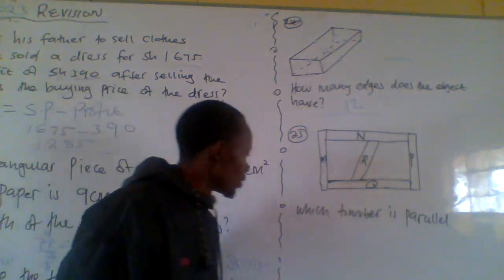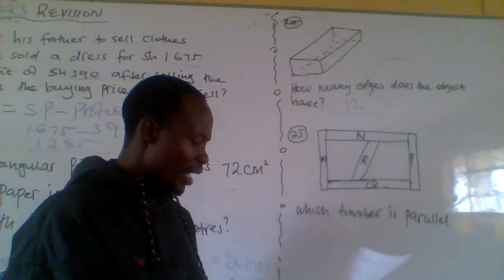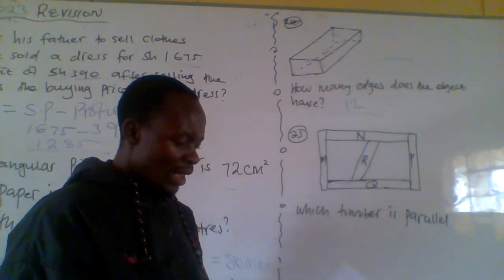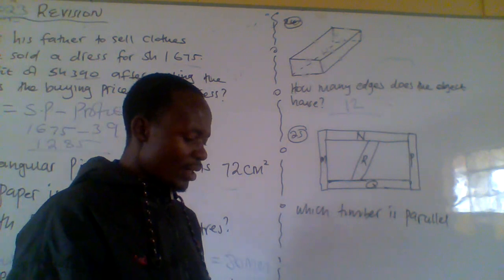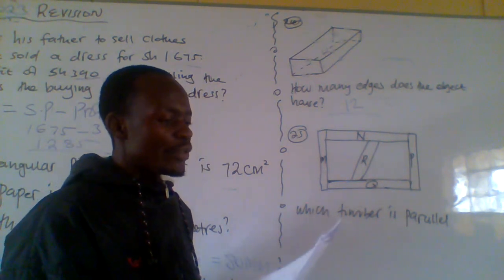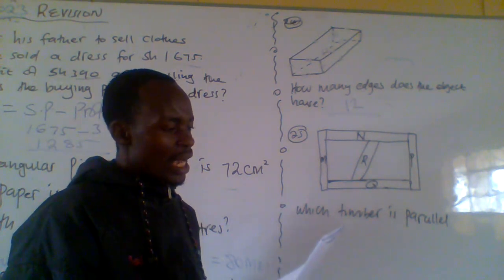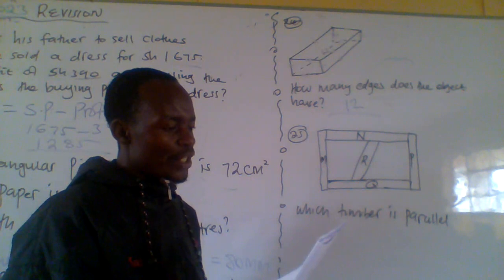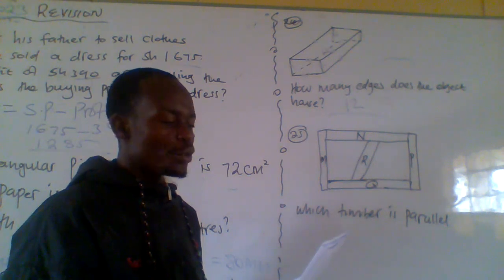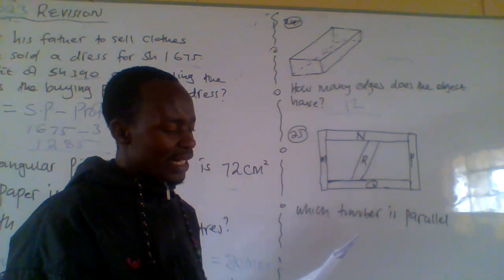And then which timber is parallel? That's the last question of today. A carpenter joined 5 pieces of timber to make a window frame as shown. Which of the following pieces of timber are parallel?